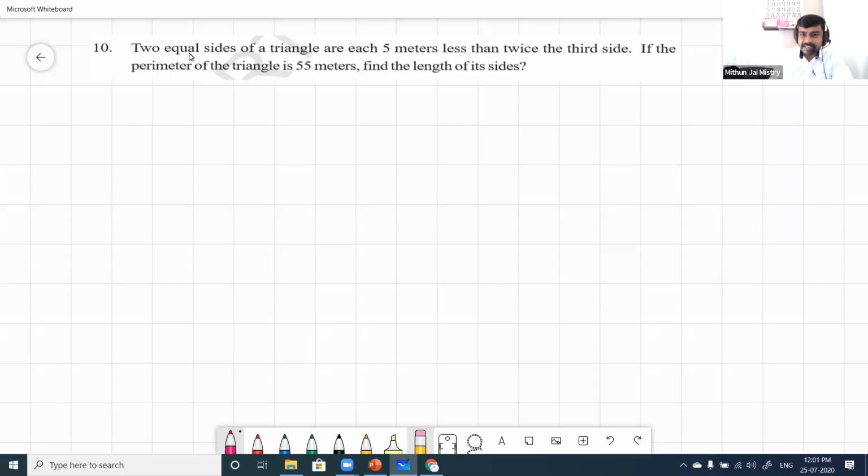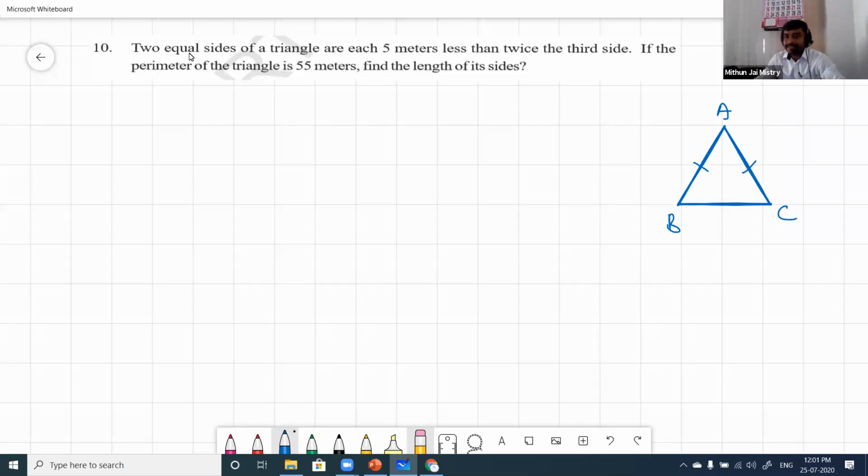So let me draw. Previously, I have drawn a rectangle, and now I need to draw a triangle. So this is a triangle. Let me name this triangle as triangle ABC. In this triangle, two sides are equal. Let me take AB is equal to AC.